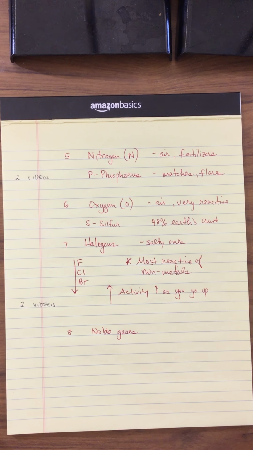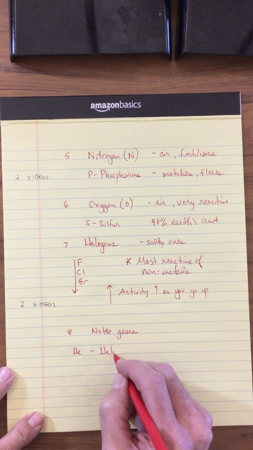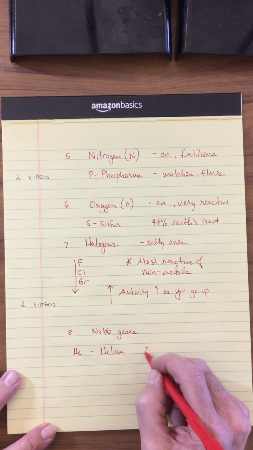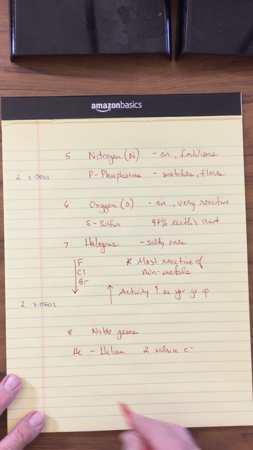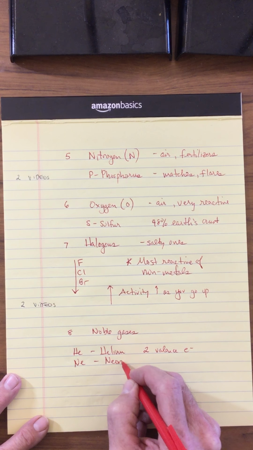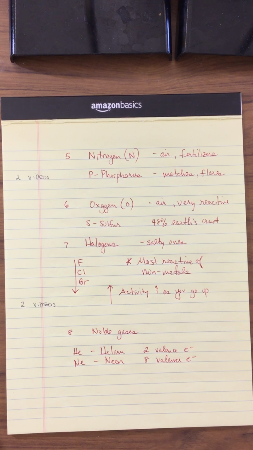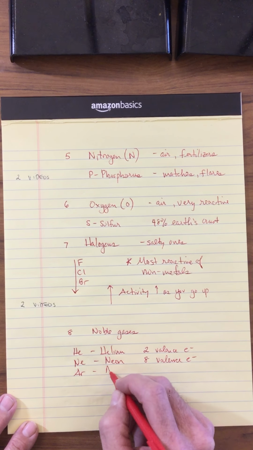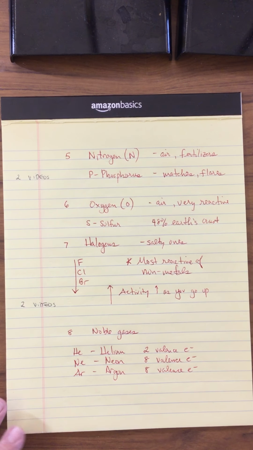So noble gases, one of them is going to be He, helium. Helium has 2 outer electrons, or 2 valence electrons. The next noble gas is neon. Neon has 8 valence electrons. If you go down to the next one, we have argon, Ar. Argon also has 8 valence or outer electrons.